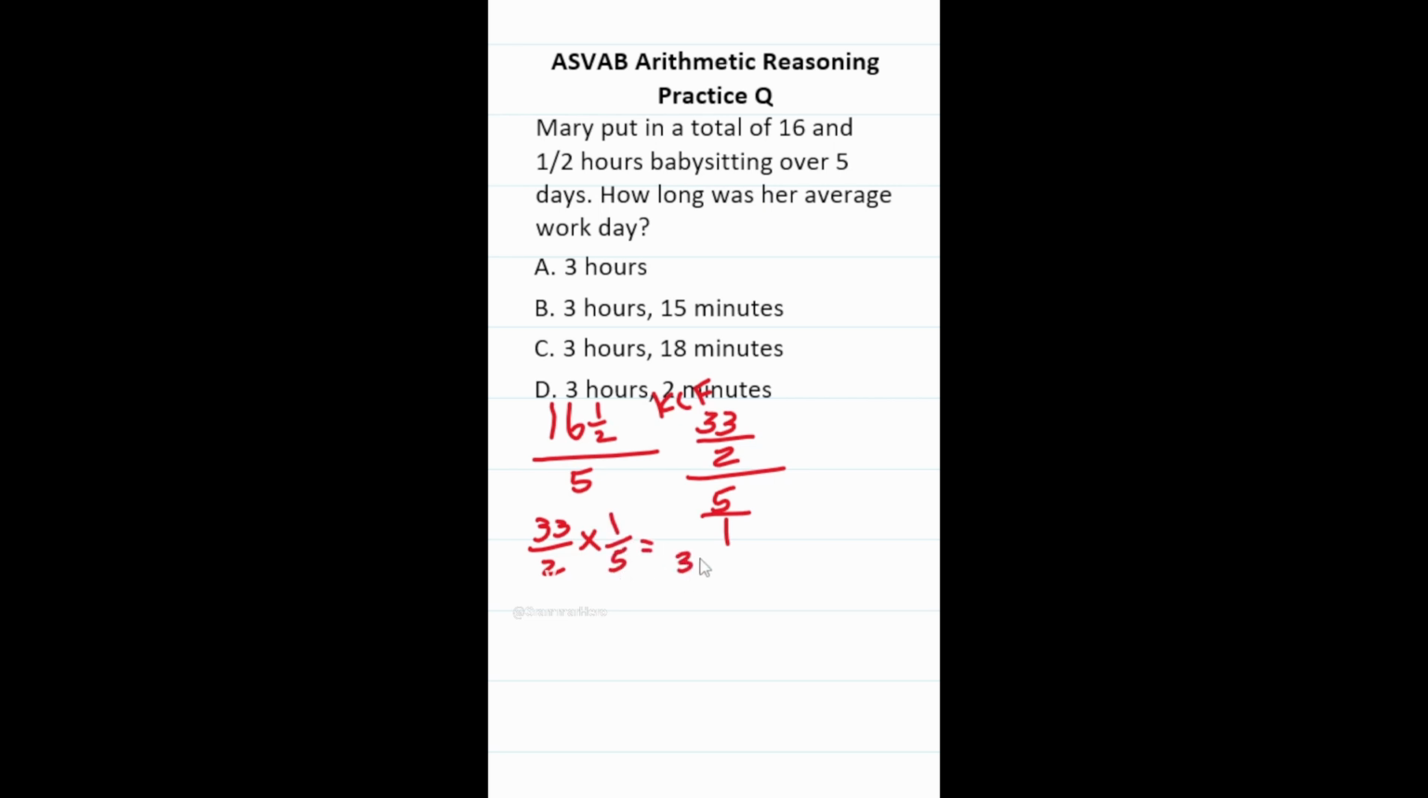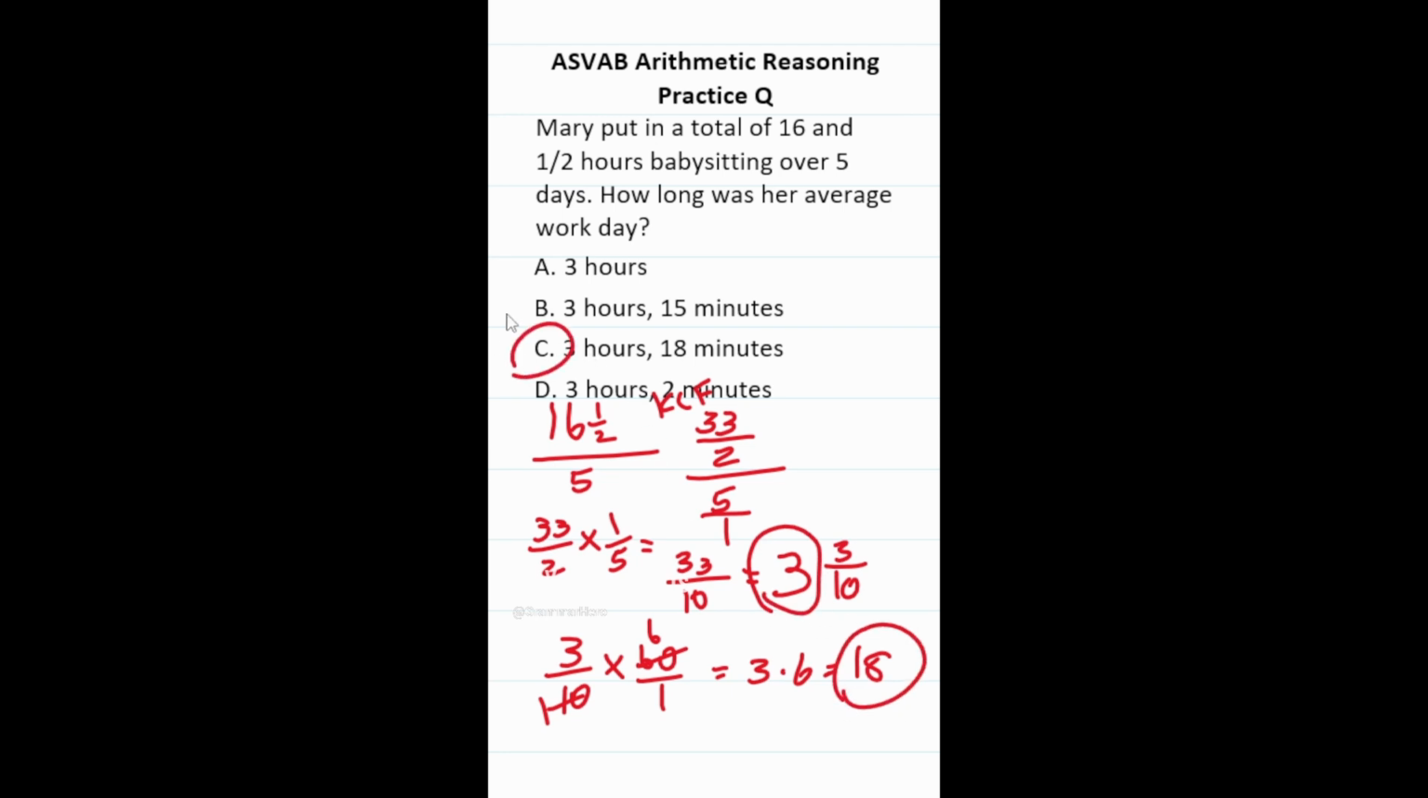This becomes 33 over 10, which you should be able to convert to a mixed number like so. That's going to be 3. 10 times 3 is 30 with 3 left over. So this is 3 3/10. Now we've got to convert 3/10 to be in terms of minutes. So we're going to multiply it by 60. Place this over 1. 10 goes into 10 one time. 10 goes into 60 6 times. 3 over 1 is 3 times 6 over 1, which is 6, so 18. So this is going to be 3 hours and 18 minutes, which is answer choice C.